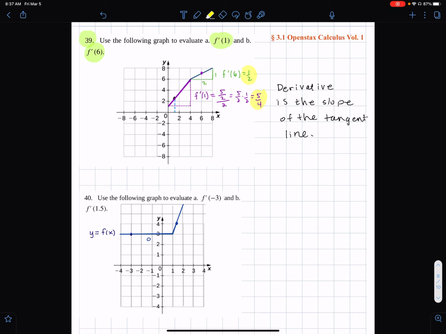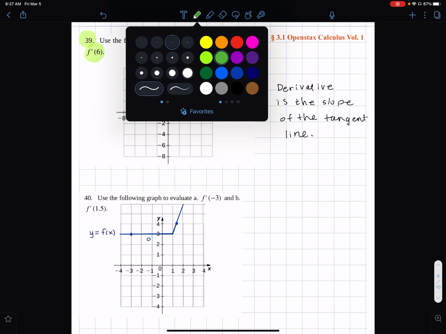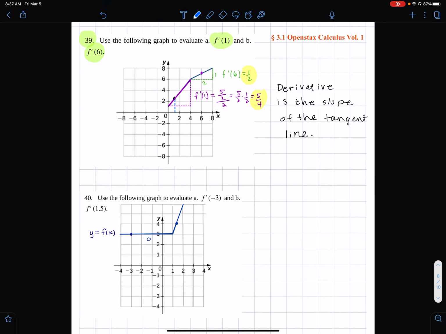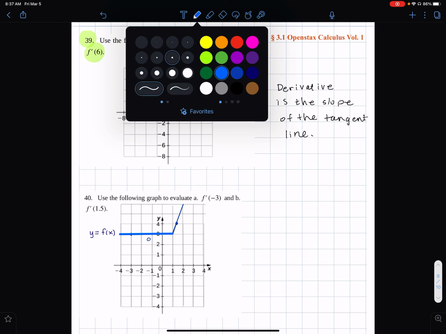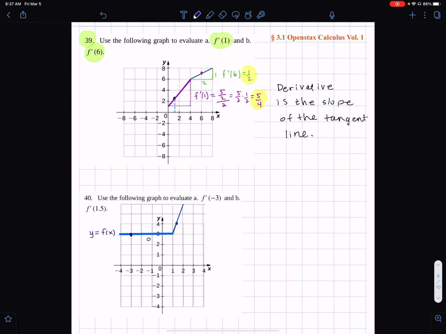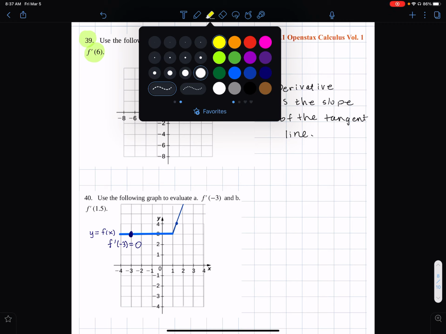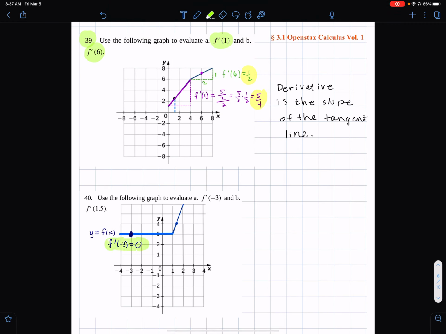But okay, let's find f prime of -3 on this next one. So at -3, we have just this point here. That's at x equals -3, and we can see that the derivative is 0 because it's a horizontal line. And that's pretty clear. So I can just say I'm done with that one.